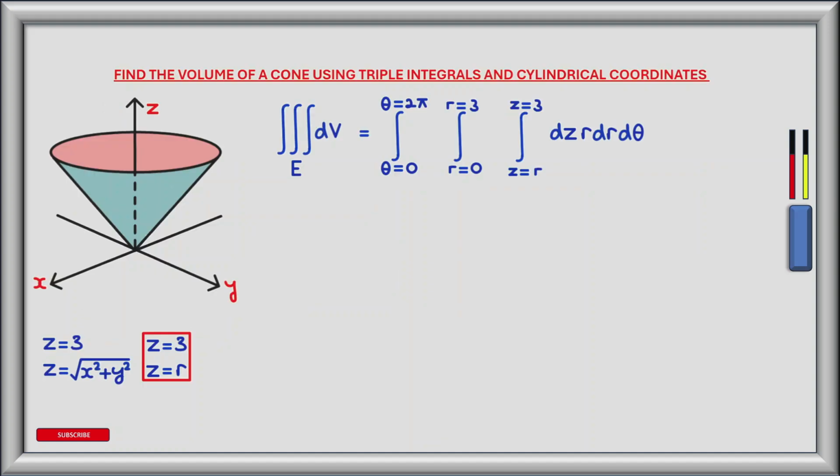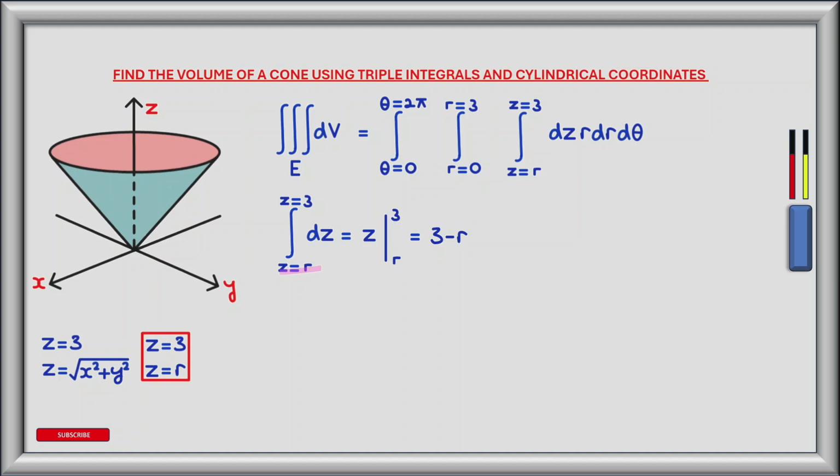So we now have our triple integral where we're integrating dz r dr d theta. So let's begin the evaluation process, beginning with the inner integral. So we're integrating from z equals r to z equals 3 dz. So using the power rule to do this, we get z, and we need to evaluate this between r and 3. And plugging in these values gives us 3 minus r.